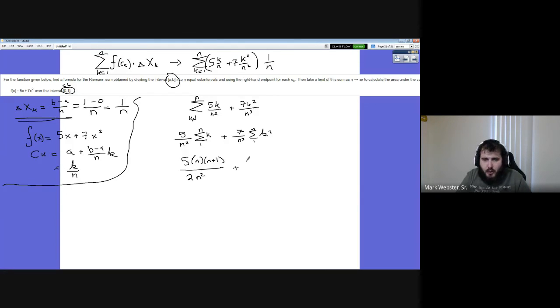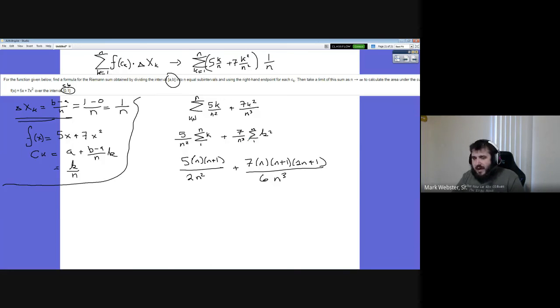And then same thing, 7 times n plus 1 times 2n plus 1 all over 6. And then don't forget about the n cubed that's already down there. So I've broken it out of its summation. All the sums are dead. The only thing that's left is the number of rectangles.